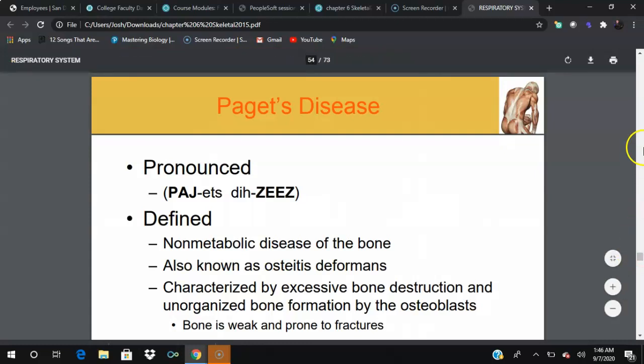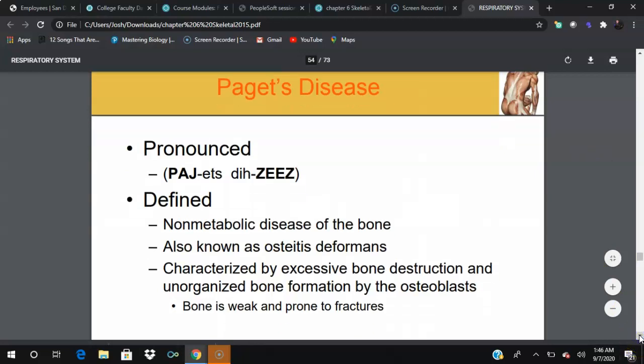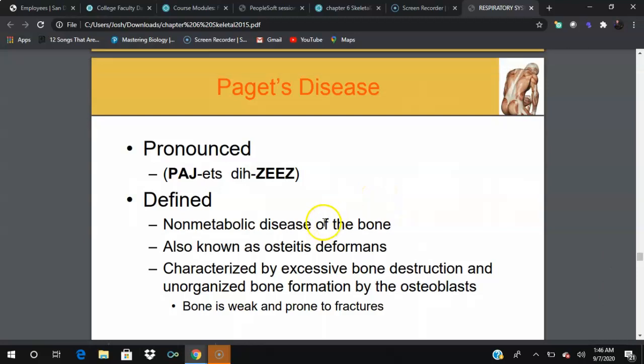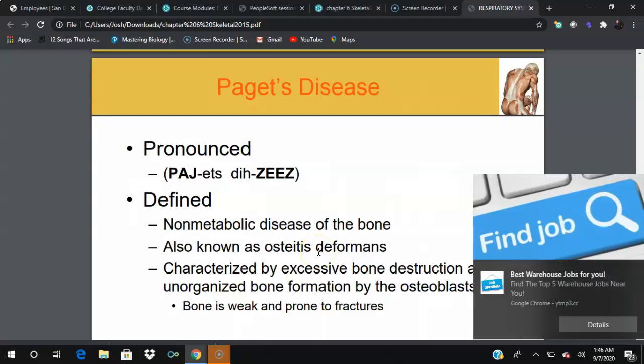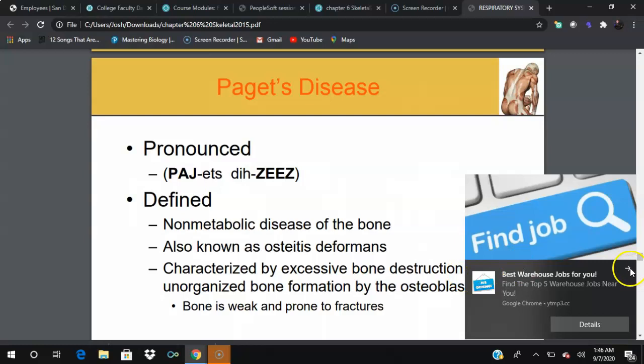We have something called Paget's disease. It's very rare, but when it occurs, it is very significant. It's a non-metabolic disease of the bone. It's also known as osteitis deformans, and it is characterized by an excessive amount of bone destruction.